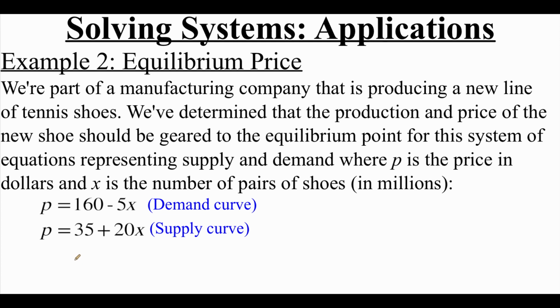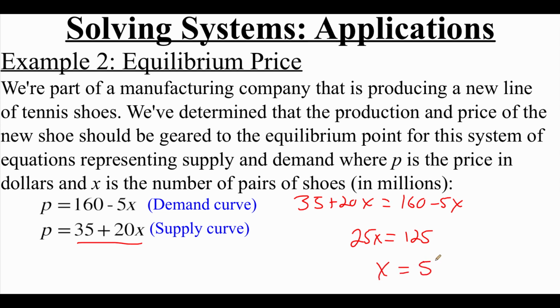So in order to solve this one, I'm going to do substitution. Since I've got P equals in each one of my equations, then what I can do is take the P in my top equation and replace it with this 35 plus 20x. So we would get 35 plus 20x is equal to 160 minus 5x. I'm going to subtract the 35 from the right-hand side, so we get 125, and I'm going to add that 5x over to the left-hand side, so we get 25x equals 125. Now, if I divide both sides by that 25, then we get an x value of 5.